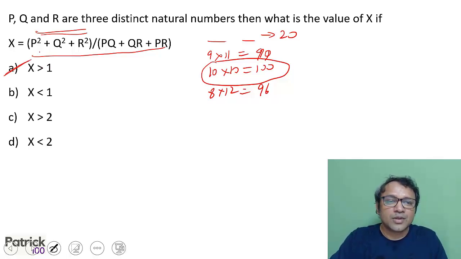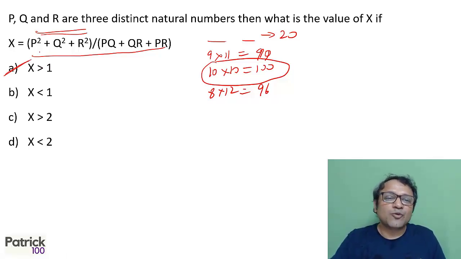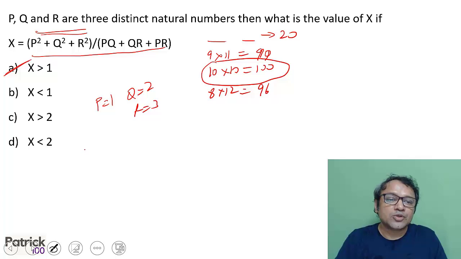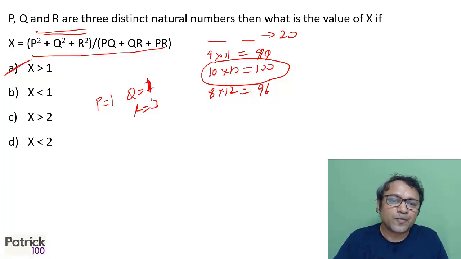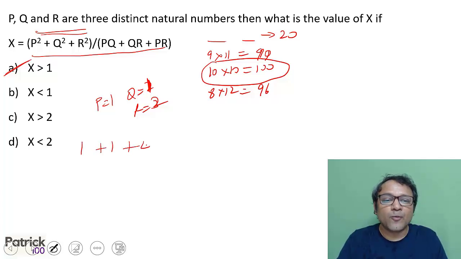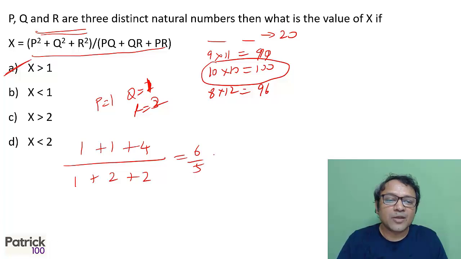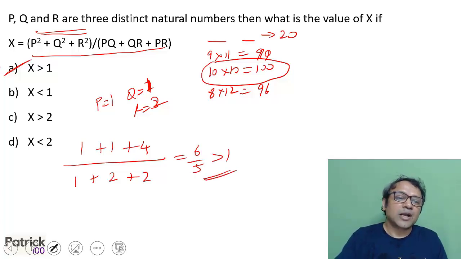Option A. The best way to do it is to put in values and check. You can put P as 1, Q as 2, R as 3. If you're confused, you can put this. Or you can take 1, 1, 2 if you want. I'll take 1, 1, 2. So 1 square is 1, 1 square is 1, 2 square is 4. Upon 1 into 1 is 1, 1 into 2 is 2, 1 into 2 is 2. So you see 6 upon 5, more than 1. So you can make out the answer is A.